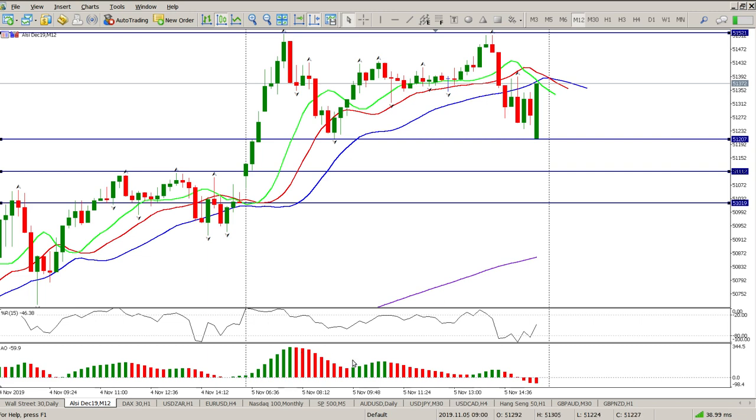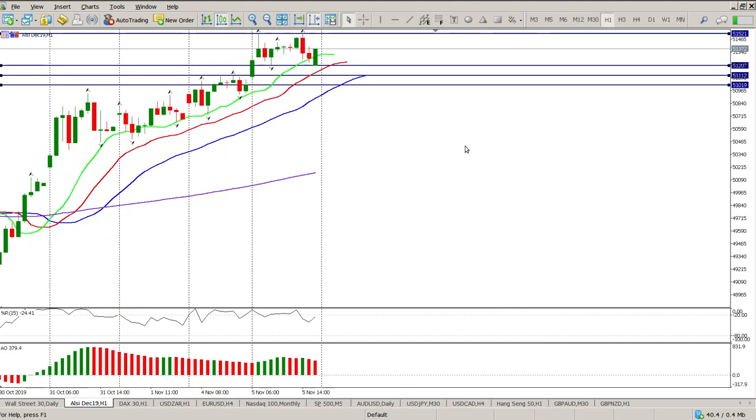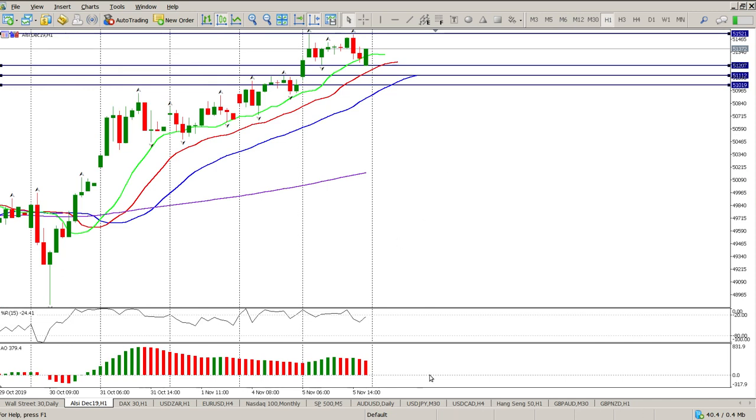Okay, look at the divergences here on the oscillator. We've got a double top where the awesome oscillator is pointing down. And if we're doing that on a higher time frame, look how it's pointing down, our price is rising up. Okay, so the trend is up. I want to be trading with the trend, but I don't want to be trading long from up here. I want to see a pullback.